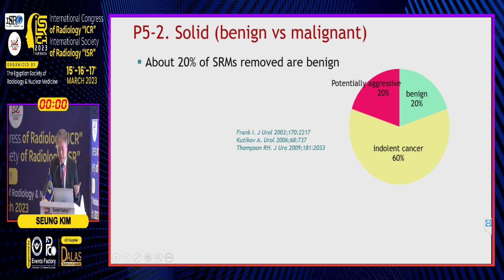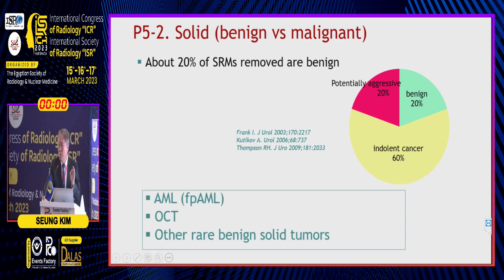Maybe the mass is benign or just indolent cancer. Among the benign tumors we often remove, the most common is angiomyolipoma, especially fat-poor angiomyolipoma. That is the most common problem when we are seeing a solid mass and differentiating between benign and malignant. The most common tumor is the fat-poor angiomyolipoma.